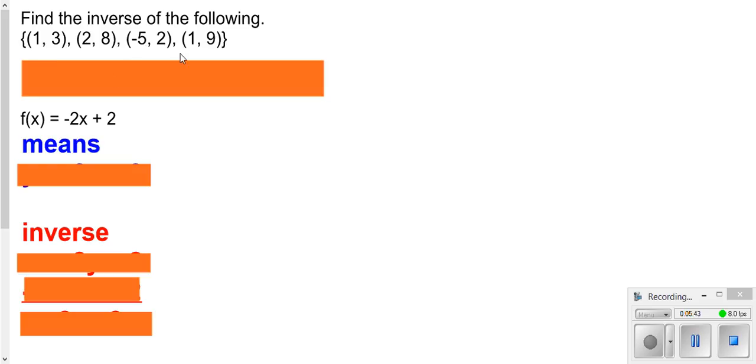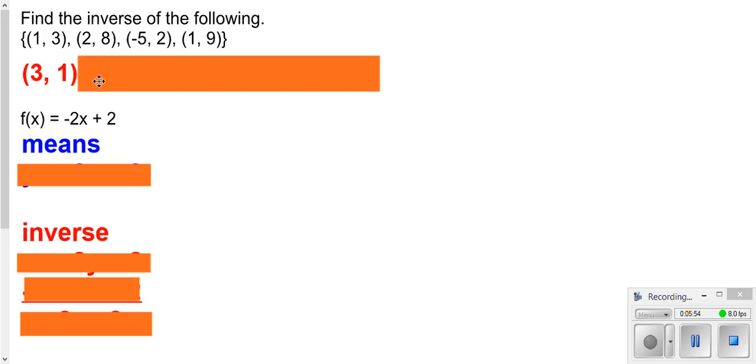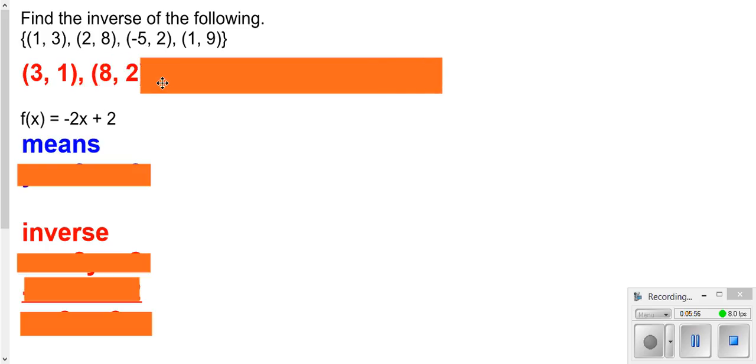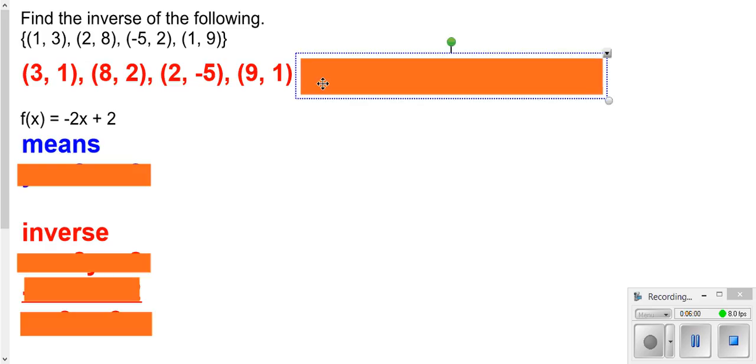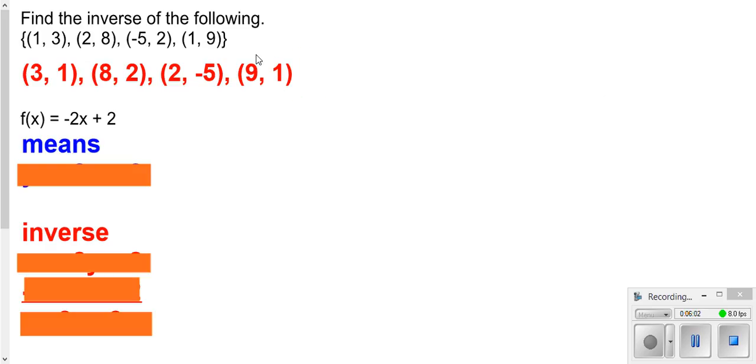Now, find our inverse of this. Remember, we had said when we're dealing with a table of values, well, this is not really a table of values, but could easily be written that way. We just switched x and y. So we're going to switch our x and y values. So what we have in red is our inverse when we're dealing with normal numbers.